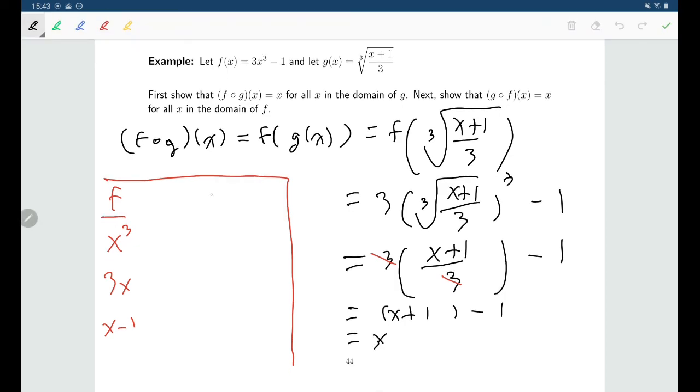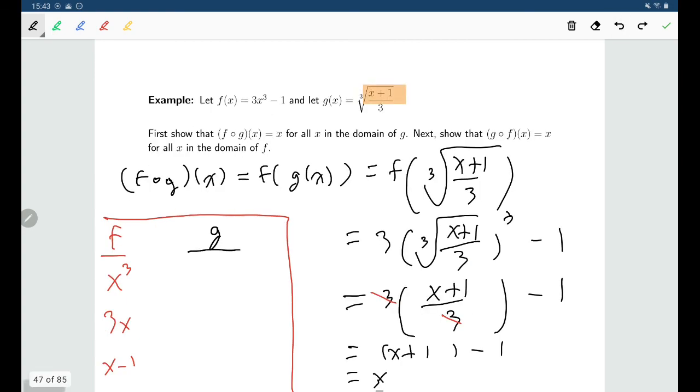If you're thinking about g, it also has a bunch of operations that it's doing if you were thinking about what you would do if you had a value for x. If you put in a value for x into this function, you would first have to add 1. Then once you knew what that numerator is, you would then divide by 3. So the next function is the dividing by 3 function. And then once you knew what the inside of that root is, you would deal with the cube rooting. So your final function would be the cube rooting function.